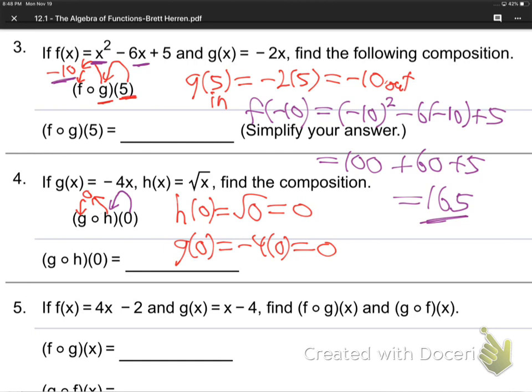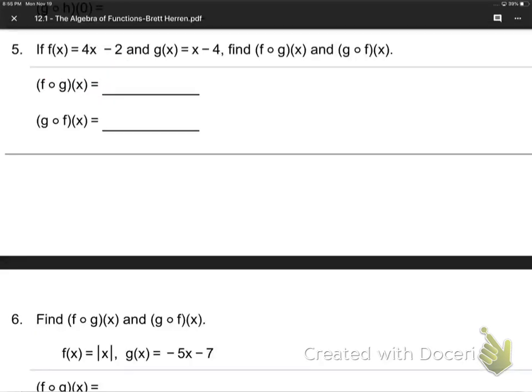Let's go on to number 5. Number 5, we're not doing a particular number. We're doing the whole X thing. So here we go. So X goes into G, which is this. There's G of X. It's X minus 4. And then G goes into F. Right to left, huh? So what that really means is I'm going to take all of this and plug it in right there. Does that make sense? I'm plugging G of X into F.